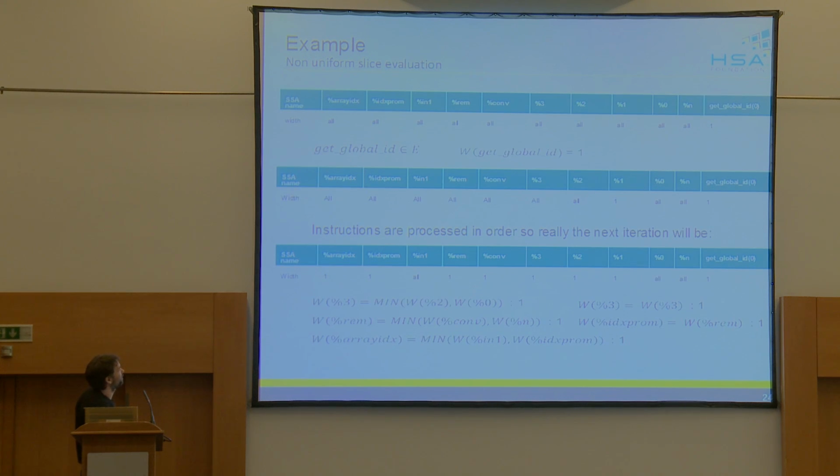Here is an example of the iterative solver. Initially, only the get global ID instruction has width 1, because the instructions are processed in execution order. We will propagate on one iteration the non-uniform value to all data-dependent instructions. So you can see that in the final state, width is 0 for parameters and constants. All the rest of the slice has attribute 1. So it's a vector.